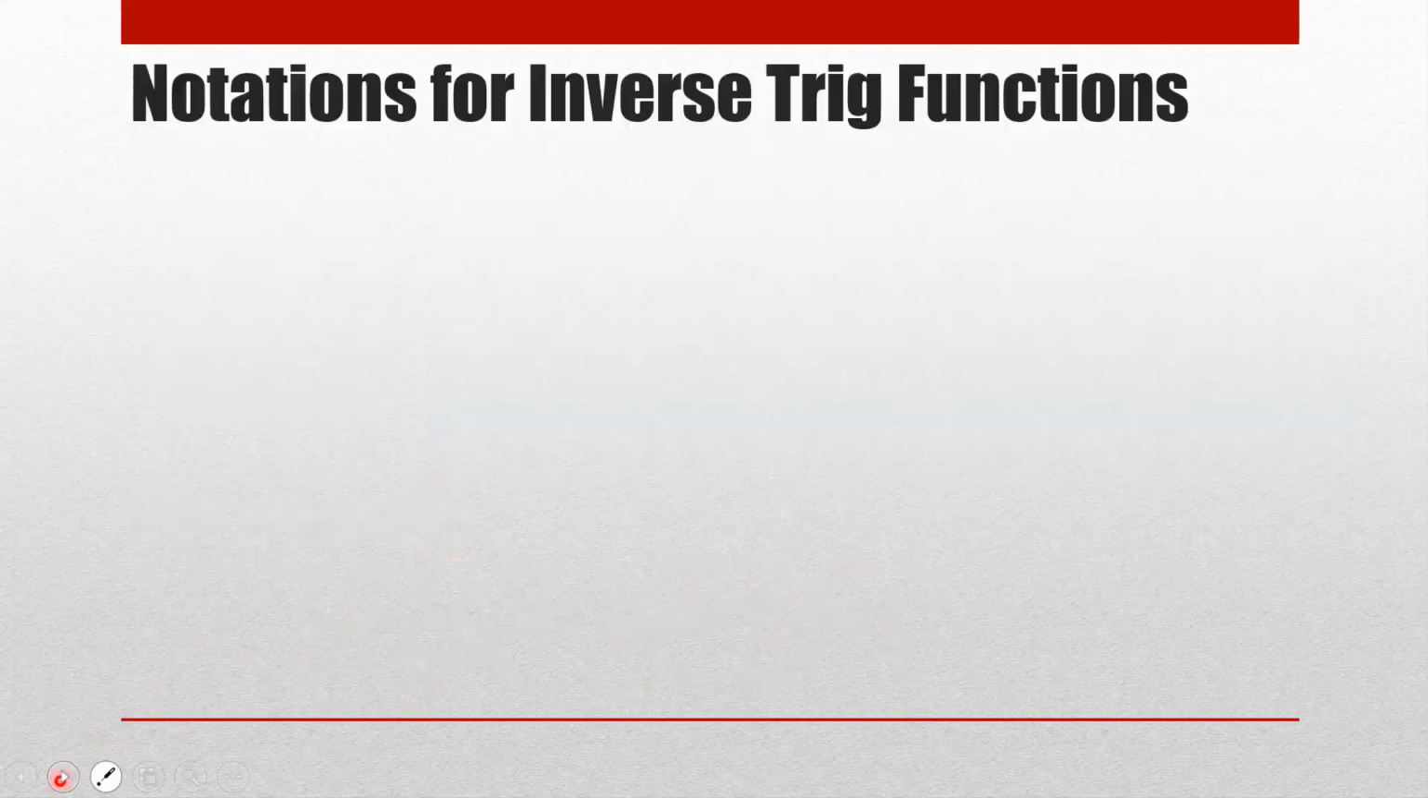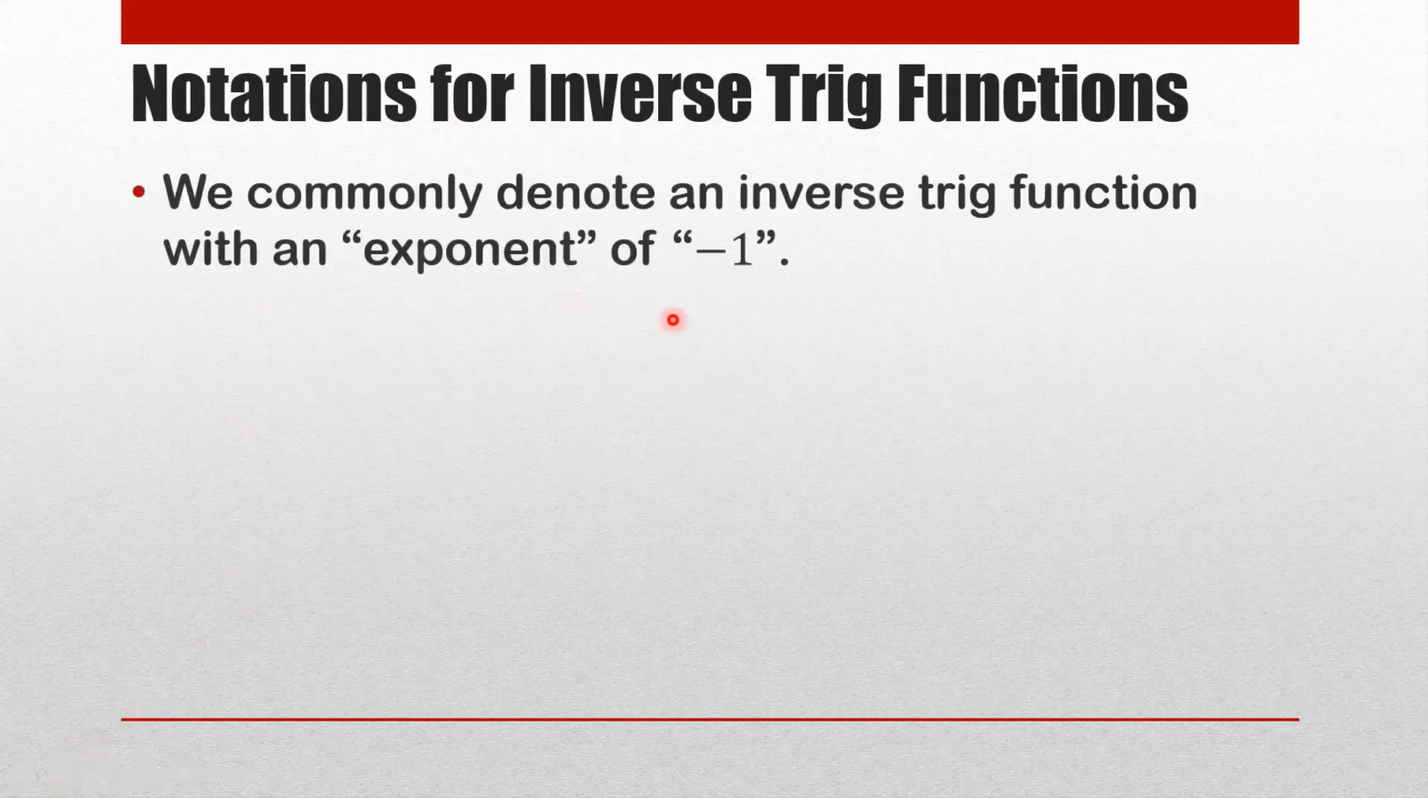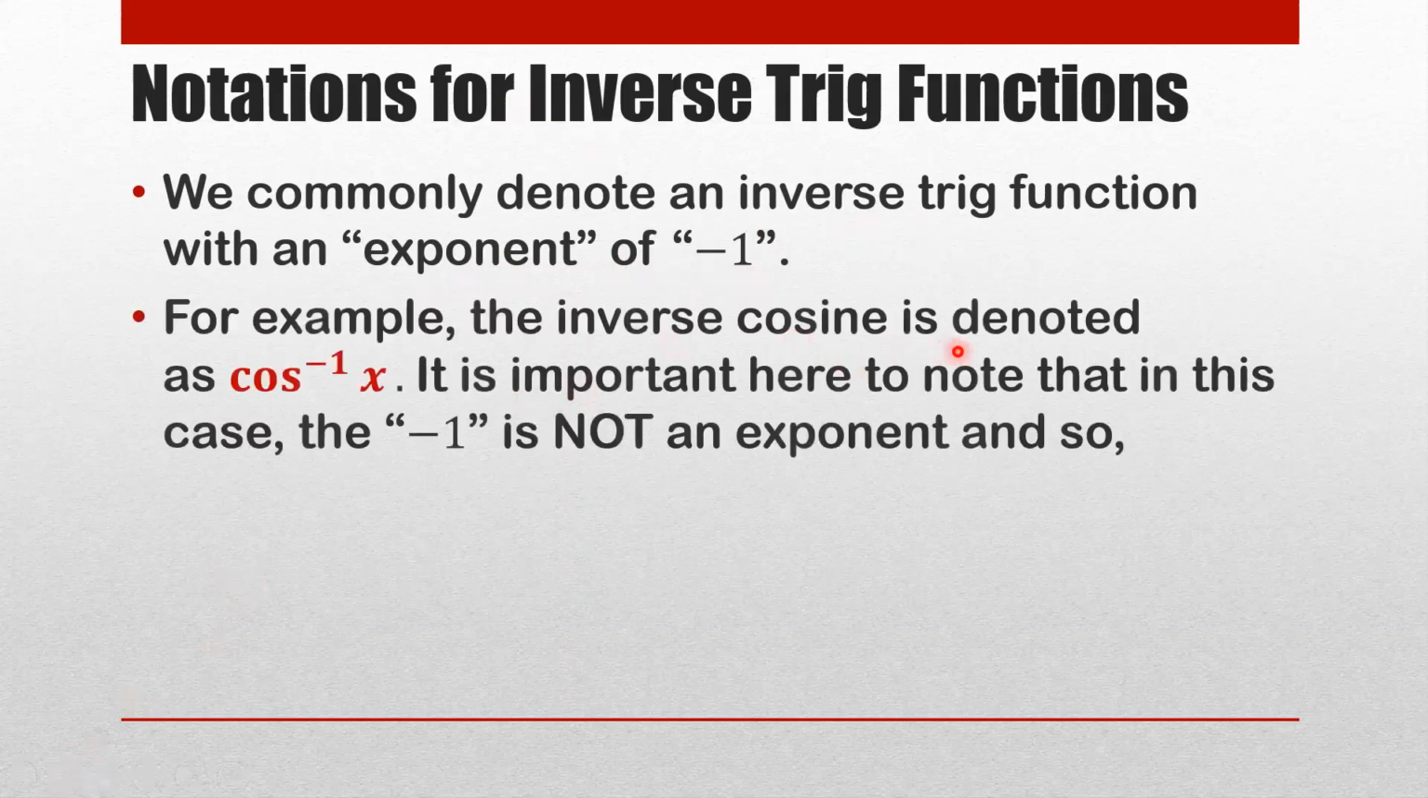So syempre prerequisite knowledge dito, yung kailangan alam na natin yung mga trigonometric functions, kilala na dapat natin si sine, cosine, tangent, cotangent, secant, cosecant function. So ano yung mga notations natin for inverse trig functions? We commonly denote an inverse trig function with an exponent of -1, just like yung ordinary inverse function natin sa algebra, no? So, for example, the inverse cosine is denoted as this one, parang cosine raised to -1.